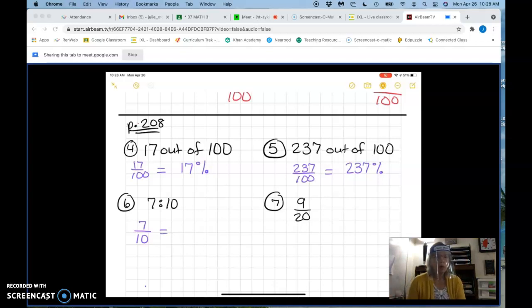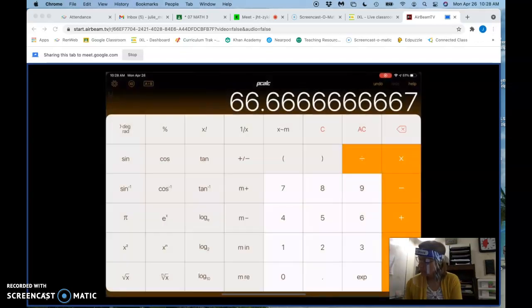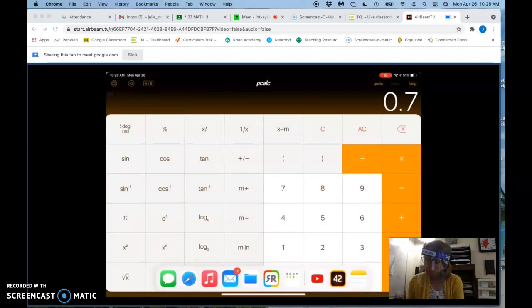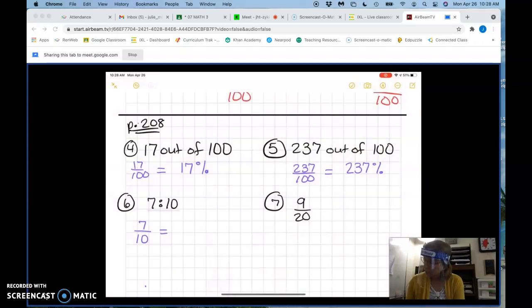Cameron? Now let's do this one. Yes, 7 divided by 10. She said, let's do 7 divided by 10. I got 0.7. Yep, and then what? Times 100. That's correct. Good job.